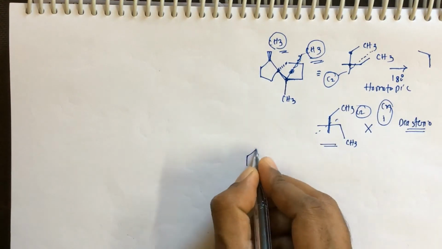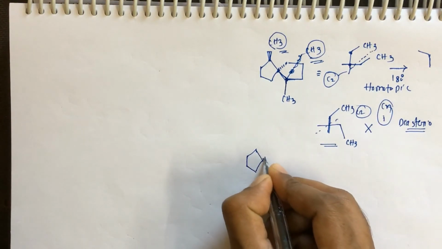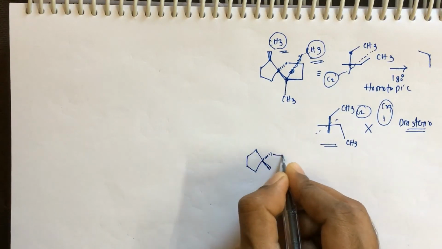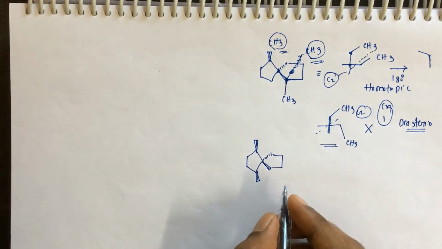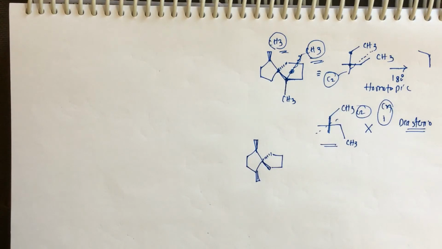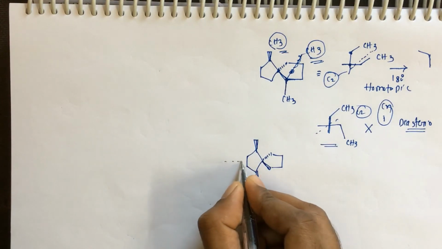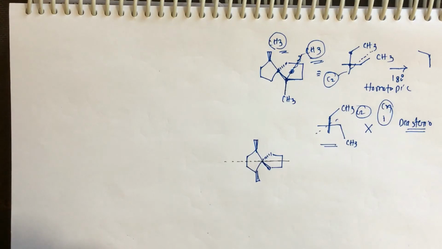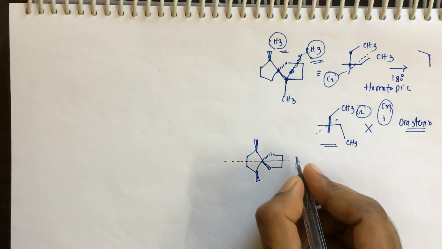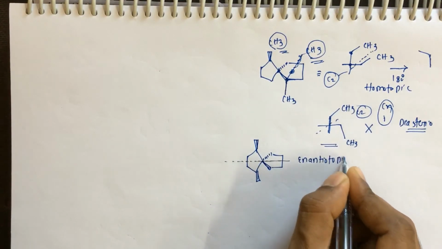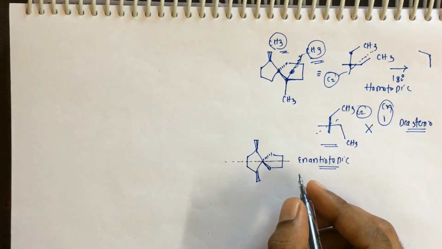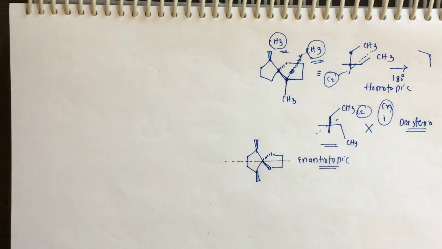And we'll take the same kind of problem. This is above the plane, and this is also above the plane. And here it is very easy, because we can pass a plane like this. So we have a plane of symmetry. Plane of symmetry is there, means what? Enantiotopic. And then this is another one.